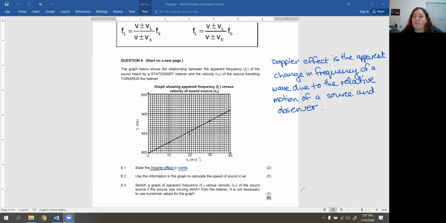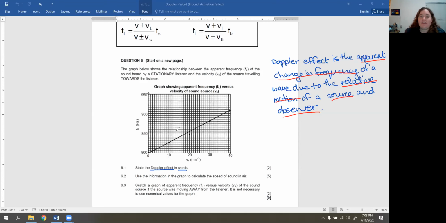So here we go. The Doppler effect is the apparent change in frequency of a wave due to the relative motion of a source and an observer. Keywords: apparent change in frequency and relative motion, source, observer. If you've left off a word, so you say apparent change in frequency and you leave off of a wave, we'll probably still give you the mark.